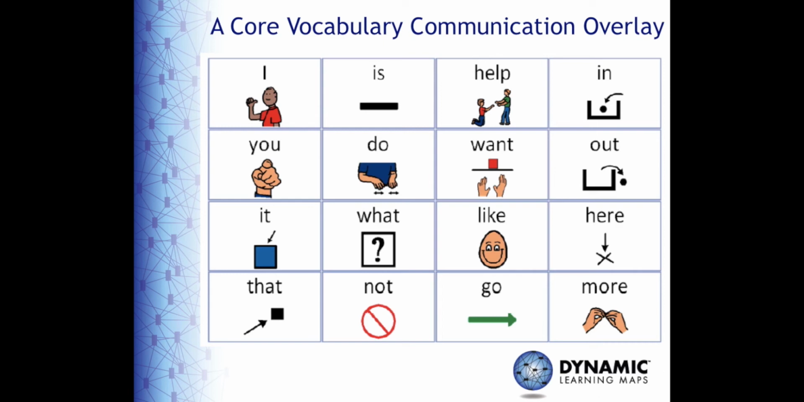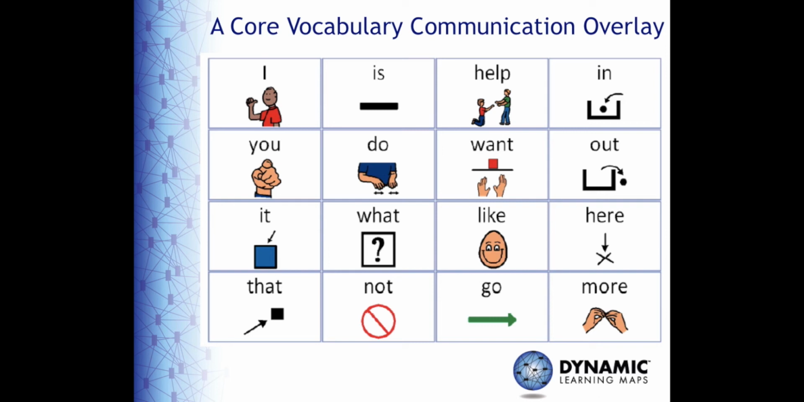This is the example of a core vocabulary that you've seen before. You might use this core vocabulary during shared reading. You could use different symbols to represent the vocabulary words, and you might even need to use tactile symbols for students with significant visual impairments, and symbols that depict sign for students who use sign language.